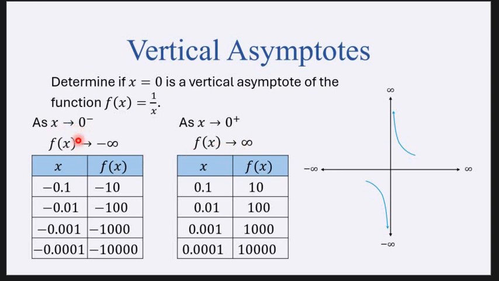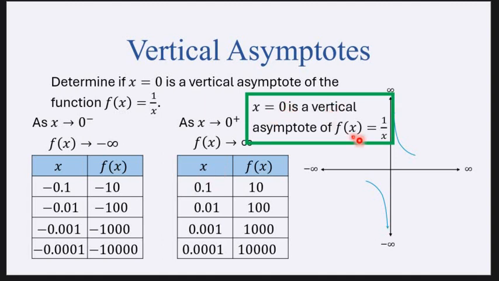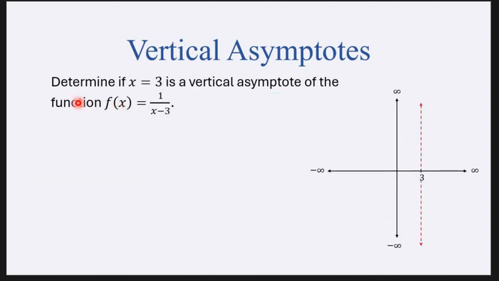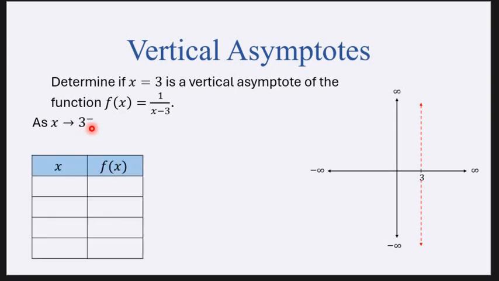Either one of these, approaching negative or positive infinity from the left or right, would cause x equals 0 to be a vertical asymptote. So I have x equals 0 is a vertical asymptote of 1 over x. Let's look at the function f of x equals 1 over x minus 3 and determine if x equals 3 is a vertical asymptote. As x approaches 3 from the left, I'm going to make a table.